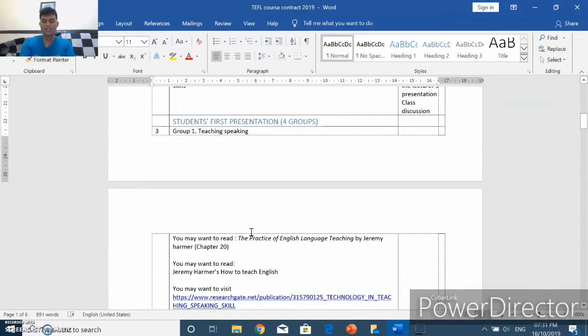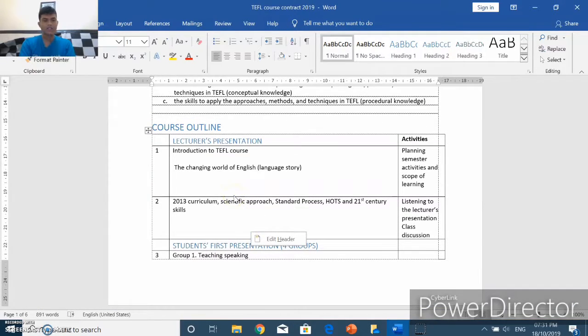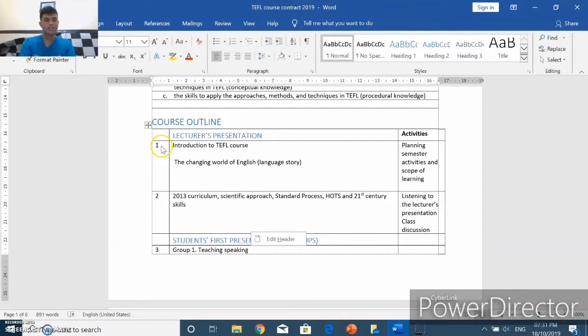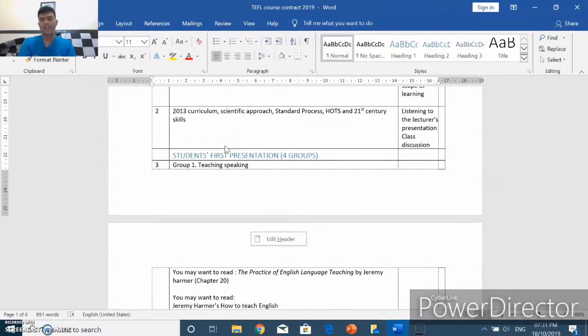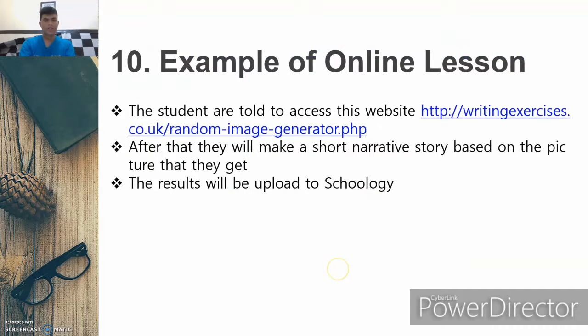And the last thing is to structure the online course. As you can see, this course contract is really well organized. In the first meeting, it's all clear what we are going to learn. We will have the introduction of the whole course, then the history of English, and then the second meeting, etc.